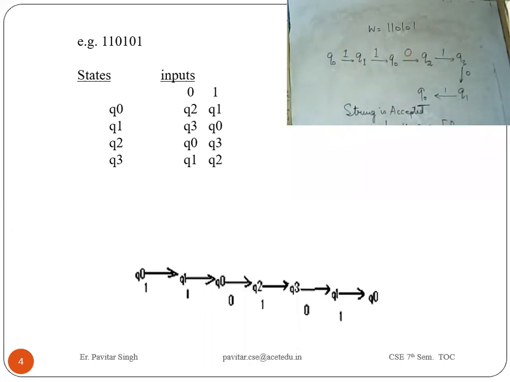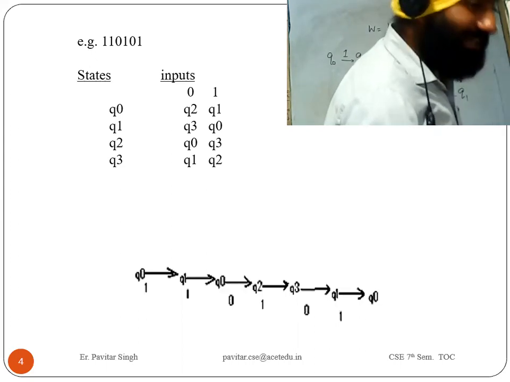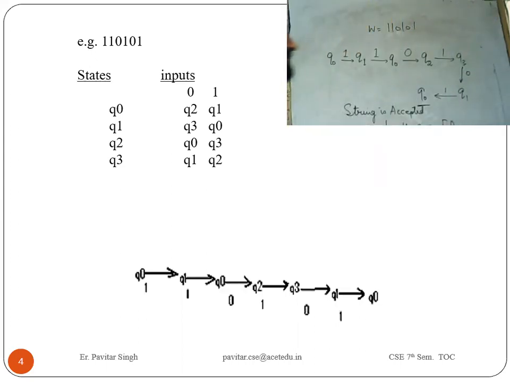I hope the concept is clear to you. The string is accepted by the given FA because we have started from the initial state and we end up at the final state. Remember one thing, the final state may be the same or it may be different. So here you can see that Q naught is the initial state and Q naught is the final state. It may be the case where Q2 or Q3 will be acting as your final state, right?